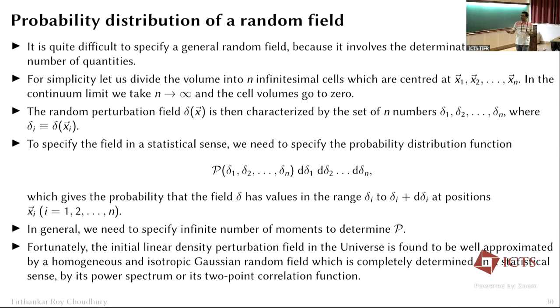Of course, the way we have defined delta with respect to the background universe, the mean of delta will be identically 0. So you need to just measure the variance for one random variable. You have n random variables. So for a Gaussian random field, you have to measure what is known as the covariance matrix.